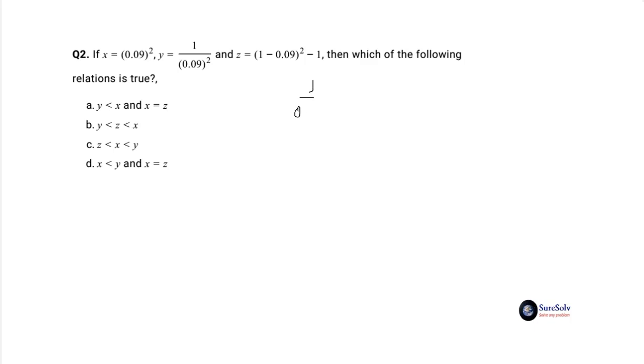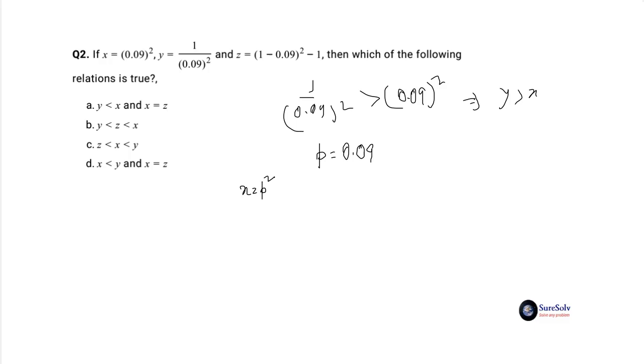As 0.09 is less than 1, inverse of its square will be much larger than its square, so that y greater than x. Answer will then be one of the options C or D. Assuming p equal to 0.09 for convenience, you get x equal to p square and z equal to 1 minus p whole square minus 1 equal to p square minus 2p.